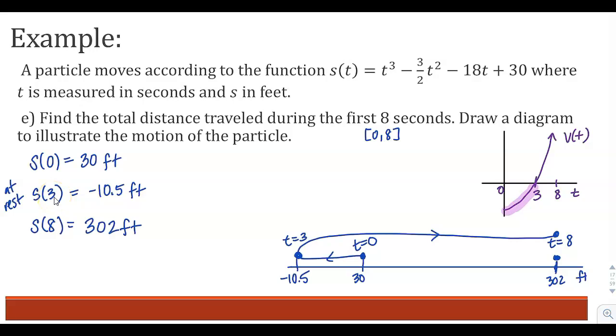So now let's actually find the total distance traveled. Here's what we have to do. We have to figure out how far we traveled between time 0 and time 3, so that's computing S of 3 minus S of 0. Then we're going to add that to the distance traveled between time 3 and time 8, so that's S of 8 minus S of 3.